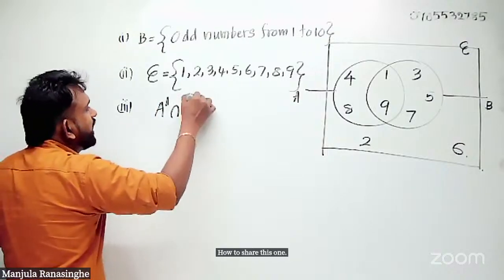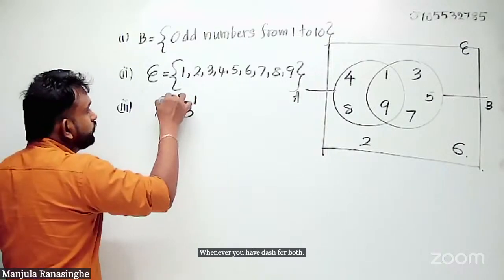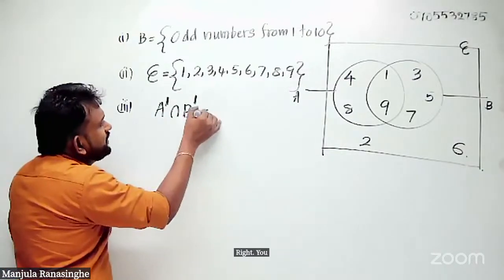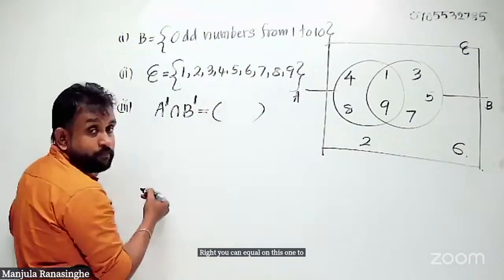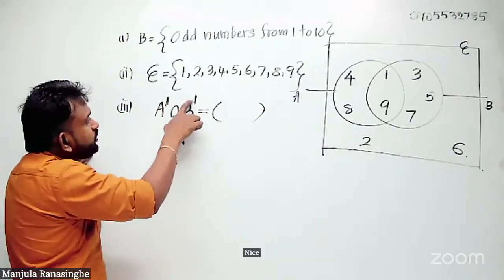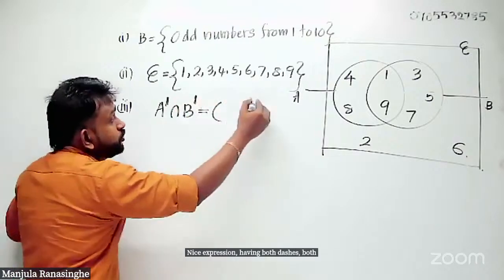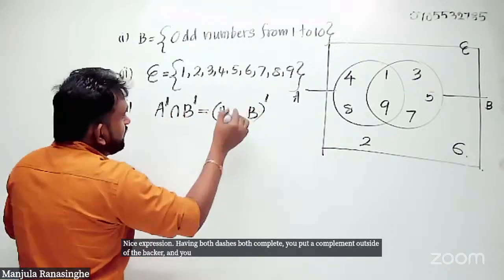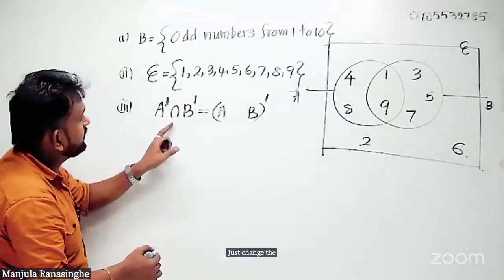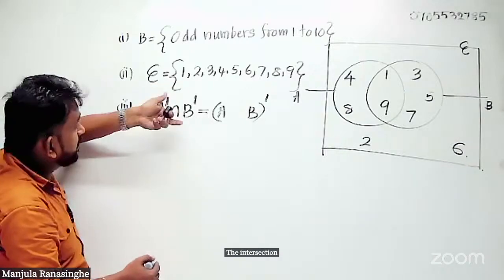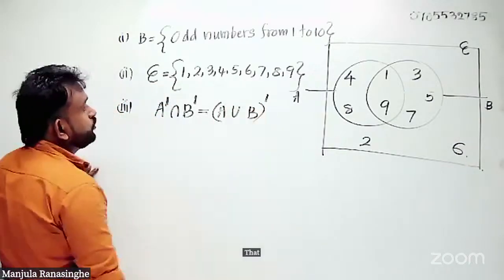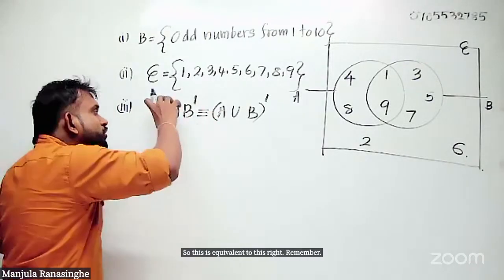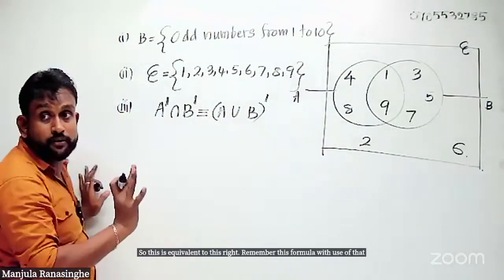Whenever you have dash for both, remember, you can make this equivalent to a nice formula, a nice expression. Having both complements, you put the complement outside of the bracket and write A, B, and just change the sign. The intersection sign differs, opposite. That means it becomes the union. So this is equivalent to this. Remember this formula. With use of that, easily you can shade it.